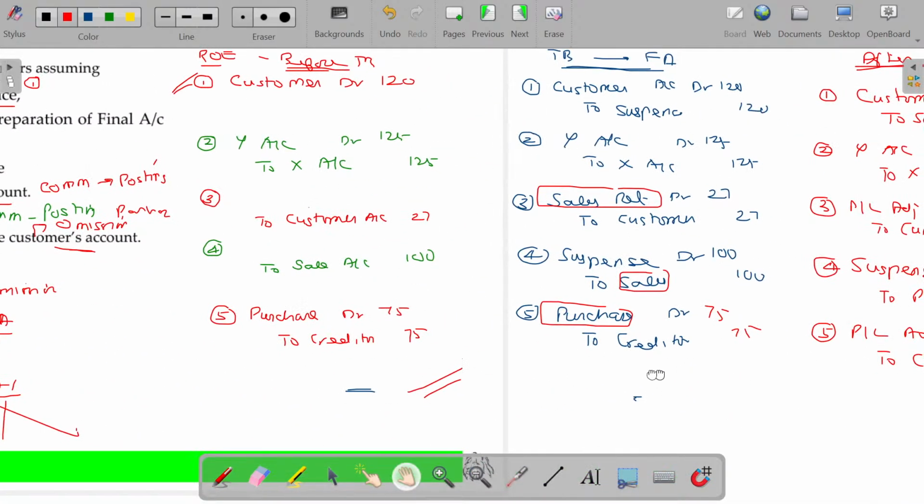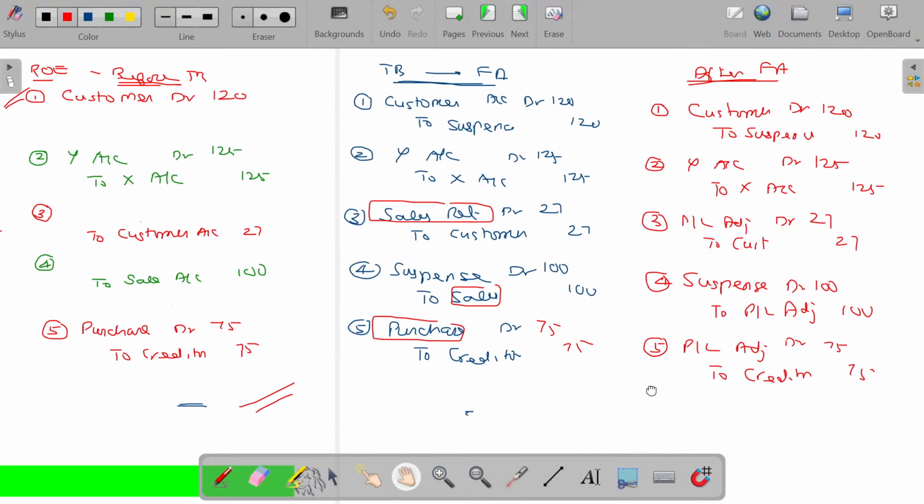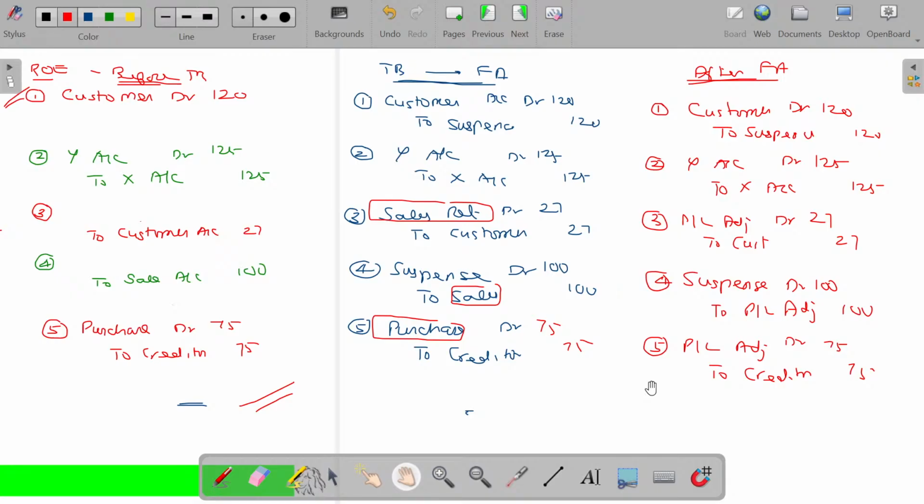Make a correction. Rather than complete omission, it can be converted into partial omission. Only one side is omitted. As only one side is omitted, automatically what happens? This becomes suspense account. Suspense is not nominal account. So I name it suspense account. Clear? In case of partial omission.